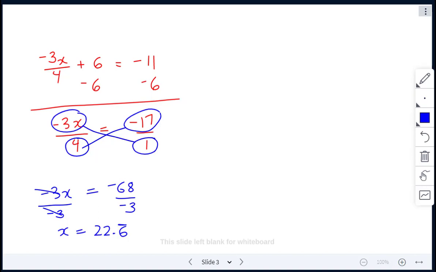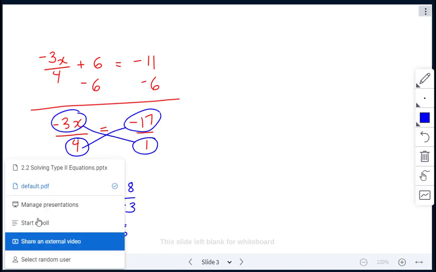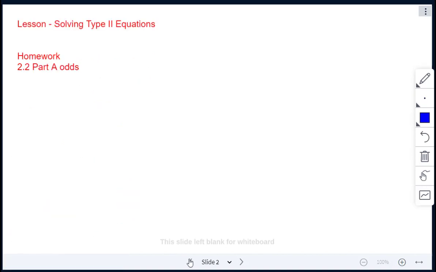Going back here, our homework today is the 2.2 part A odds.